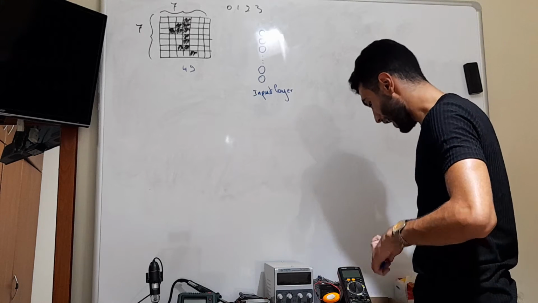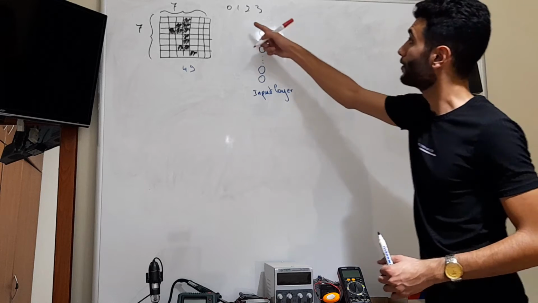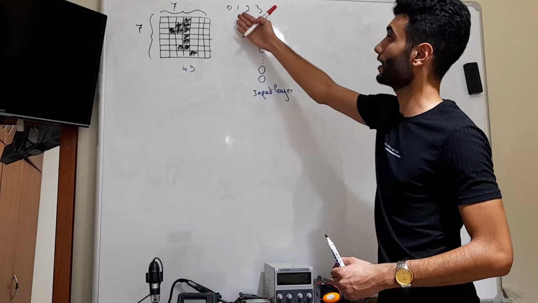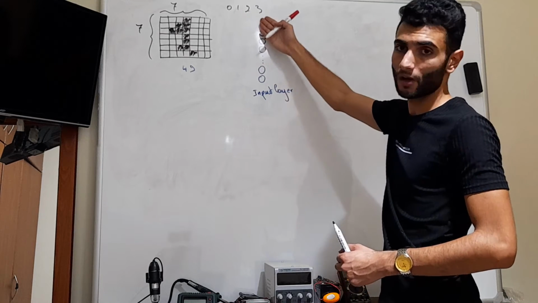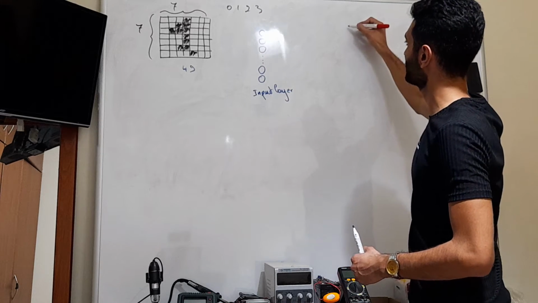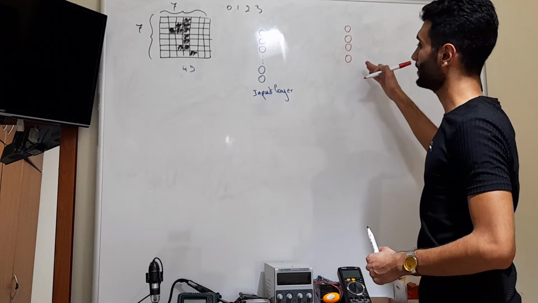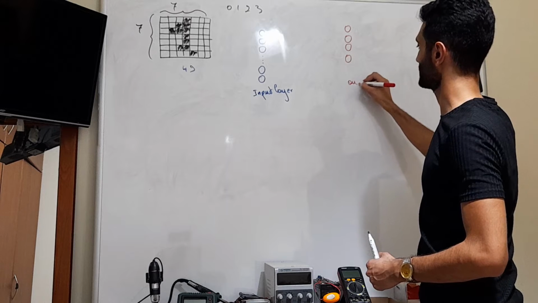And of course, for the output layer, we will have 4 options, which is either the number 0, number 1, number 2, or number 3. So we will represent them as 4 neurons on the output layer. It's in red.